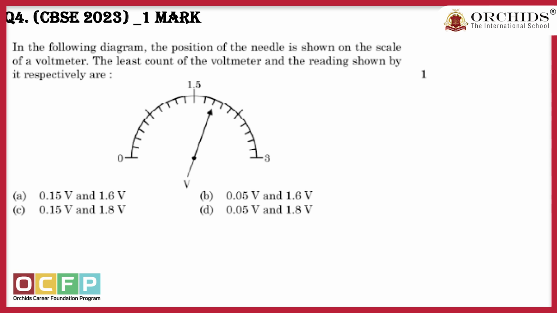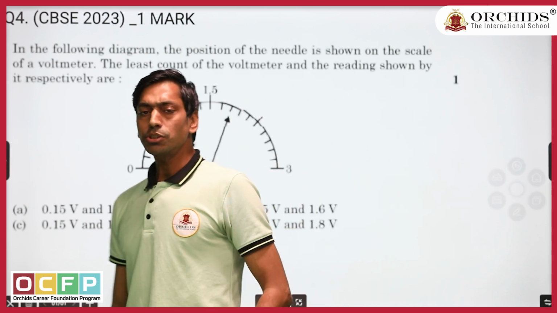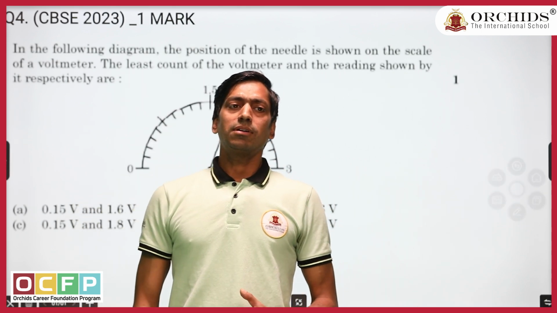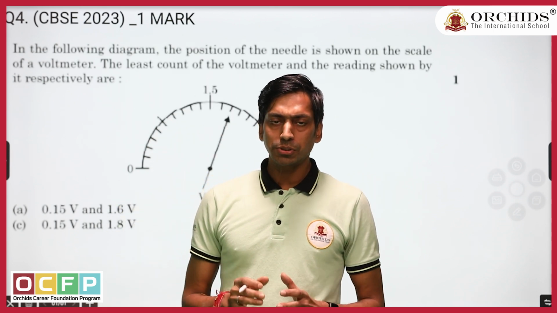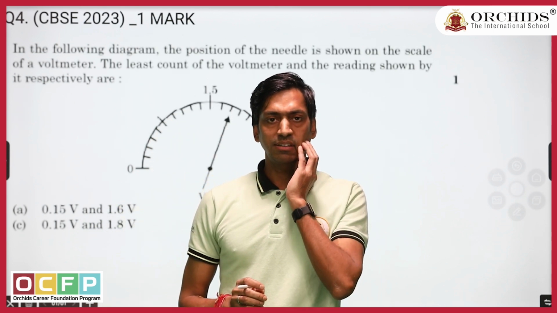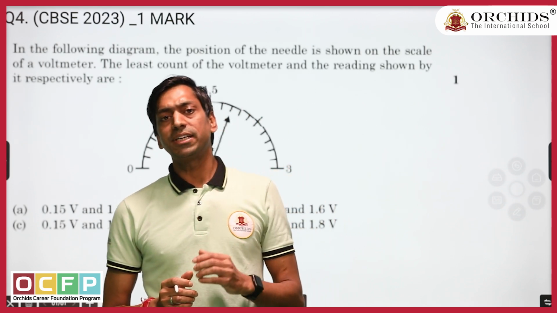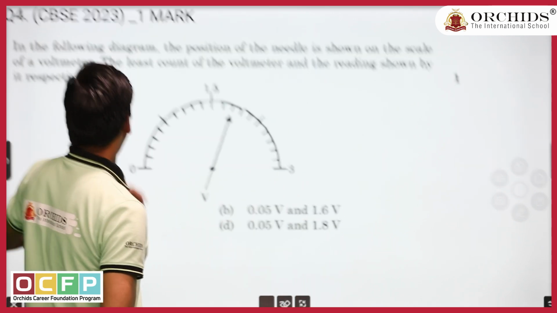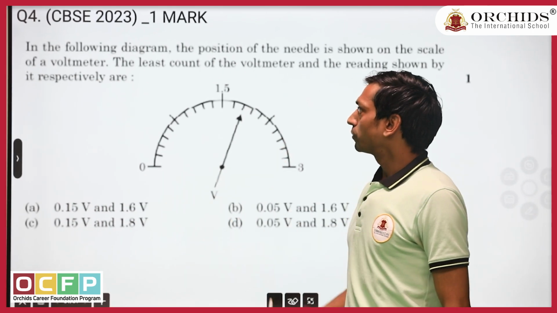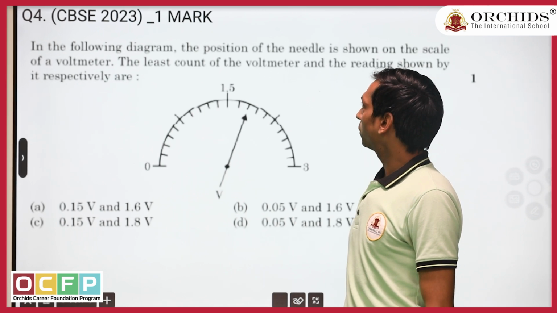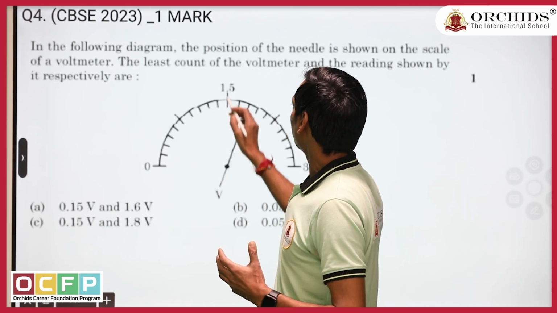So next question is from 2023. That is a 1 mark problem. Now this question is based upon the lab apparatuses. We do the experiments in the labs also, but we should know certain basic things about those apparatus. So this question is based upon the voltmeter, and the question says that in the following diagram, the position of the needle is shown on the scale of the voltmeter. We have to find out the least count of the voltmeter.